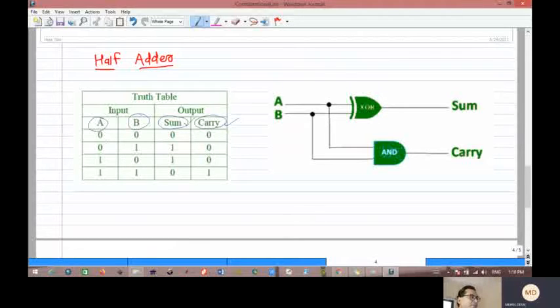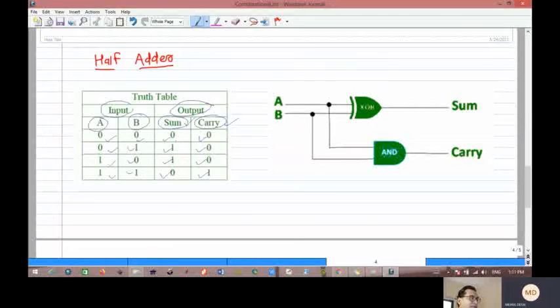So 2 inputs means 4 possibilities: 0 0, 0 1, 1 0, and 1 1. So 0 plus 0, sum is 0, carry is 0. 0 plus 1, sum is 1, carry is 0. 1 plus 0, sum is 1 and carry is 0. And 1 plus 1, the answer is 0 and carry is 1. We know that. Now we have to develop the combinational circuit based on that output as well as the input.